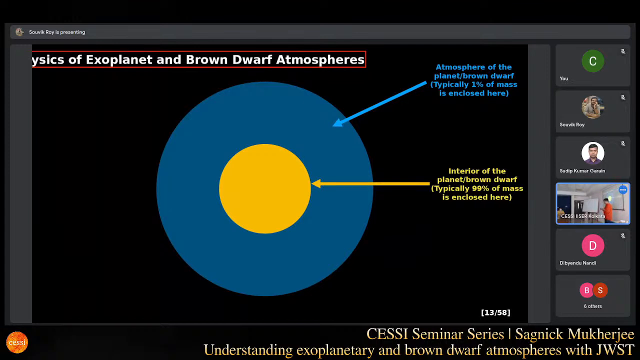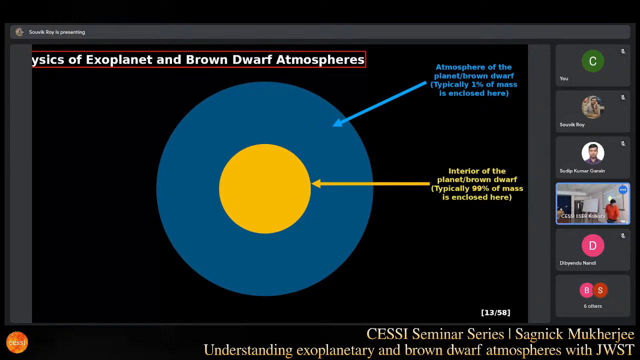So if you take a look at the typical structure of a gas giant planet or a brown dwarf, 99% of the mass of the object is inside something we call the interior, which is shown in yellow. And only 1% of the mass is in the atmosphere. But the atmosphere is perhaps the most important part in its entire structure. This 1% of mass controls the evolution of the entire planet or the entire brown dwarf.